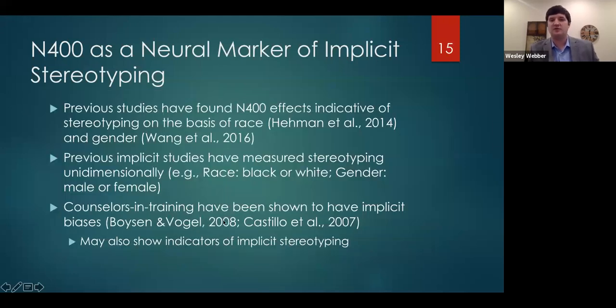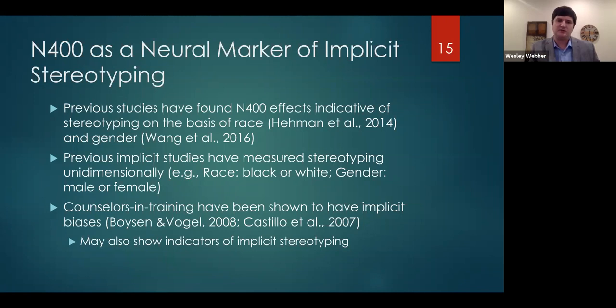As it turns out, these stereotyping effects have been shown to exist through N400 in previous studies. In particular, these studies have looked at N400 on the basis of race, so Black versus white, also on the basis of gender, male versus female. So these studies have looked at stereotyping unidimensionally, so just looking at race or just looking at gender, plus I think perhaps some others. These tend to be the more common ways that stereotyping has been looked at, but again, unidimensionally.